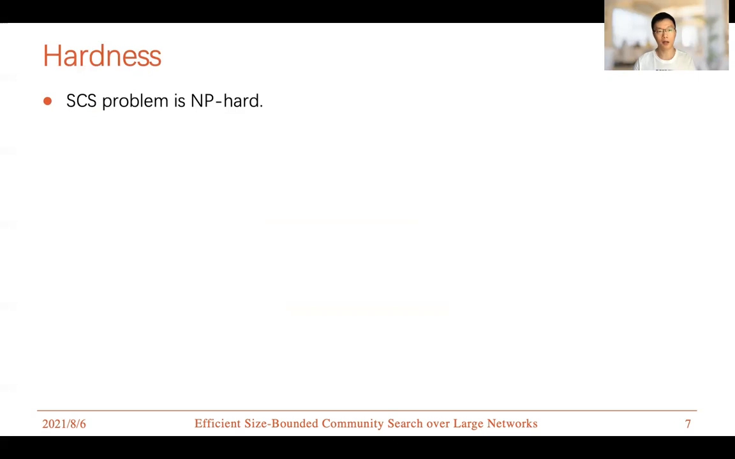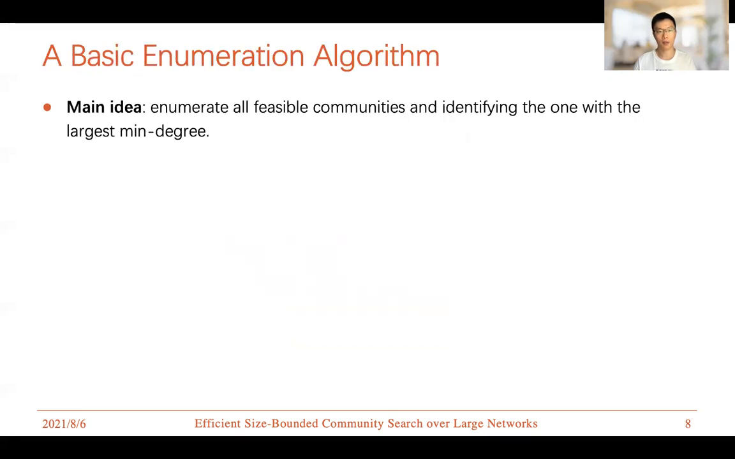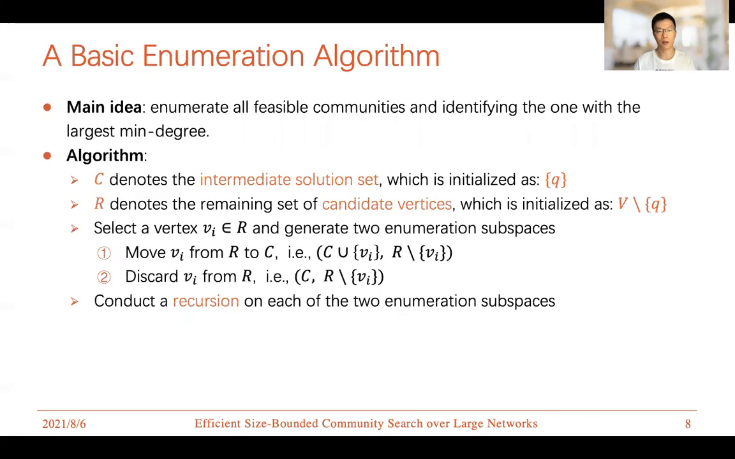The SCS problem is NP-hard. To solve this problem exactly, we resort to a branch and bound algorithm. Firstly, let's see a basic enumeration algorithm. The main idea is to enumerate all feasible communities and identify the one with the largest minimum degree. We use capital C to denote the intermediate solution set. We use capital R to denote the remaining set of candidate vertices. Then select a vertex Vi from R and generate two enumeration subspaces.